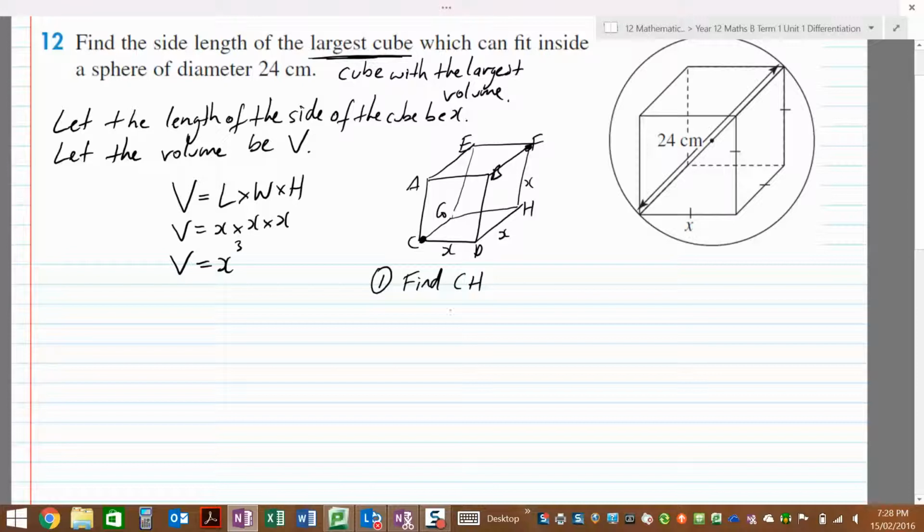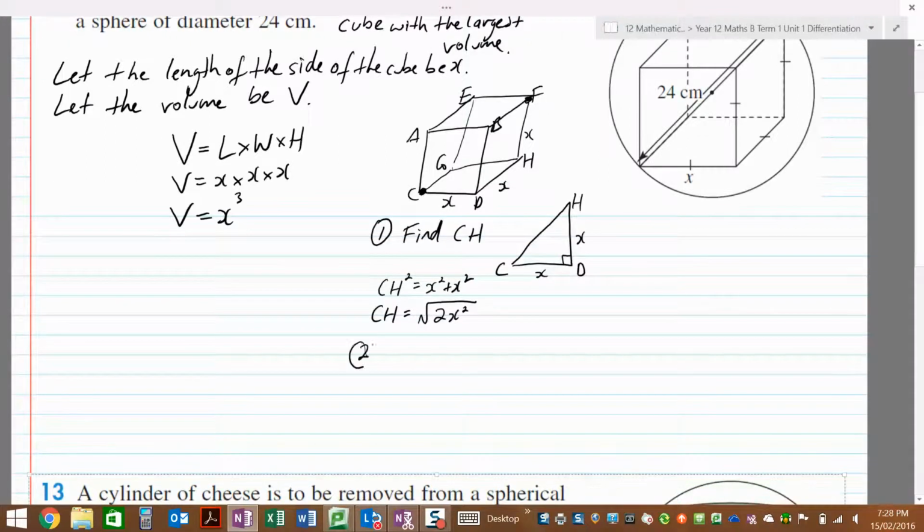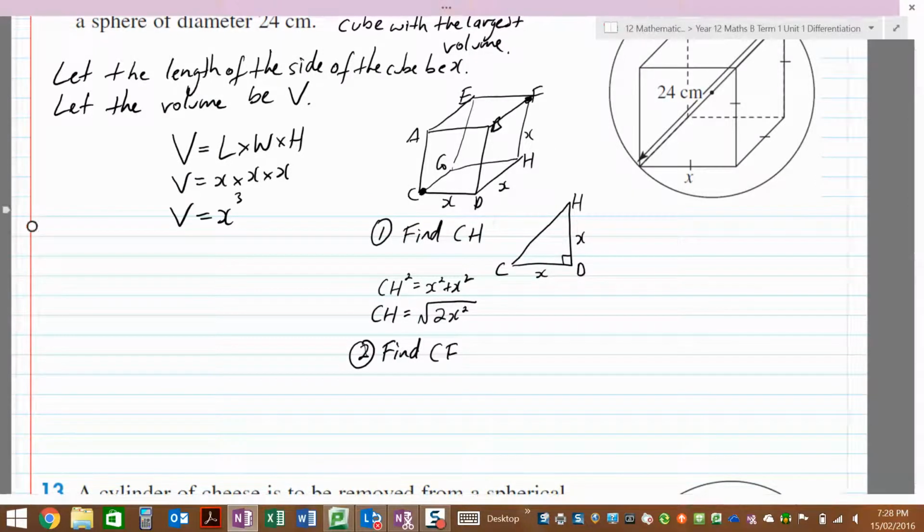So if I draw a triangle on the ground, I can have triangle CDH. These both are x's. Okay, and I know this distance CH, if I square it, since it's the hypotenuse, will be x squared plus x squared, or CH will be the square root of 2x squared. Okay, so I've found CH. Now I can find CF.